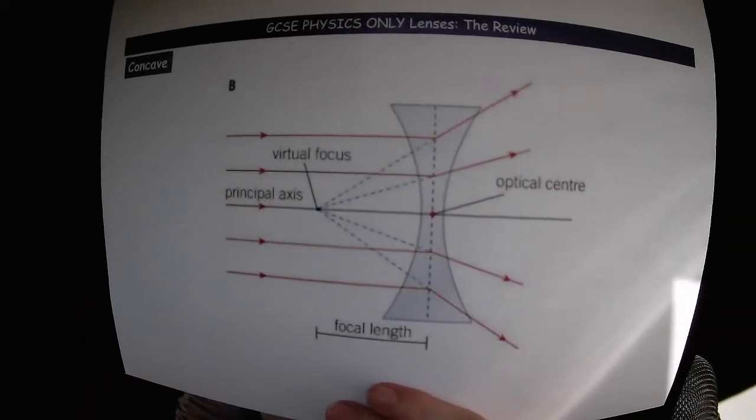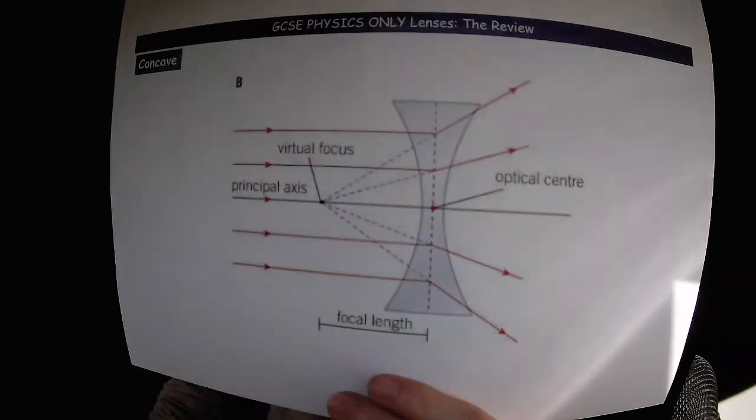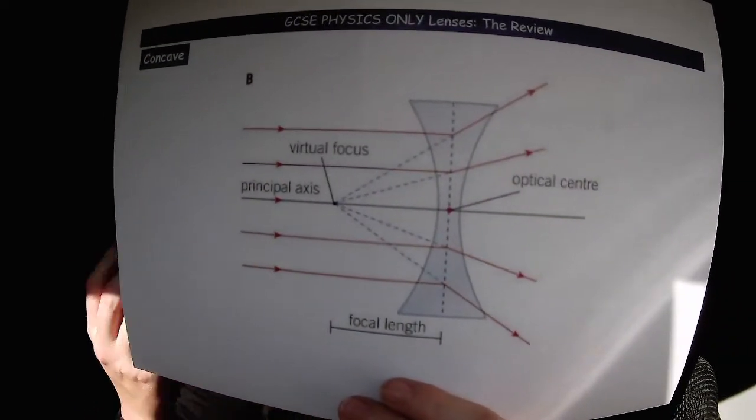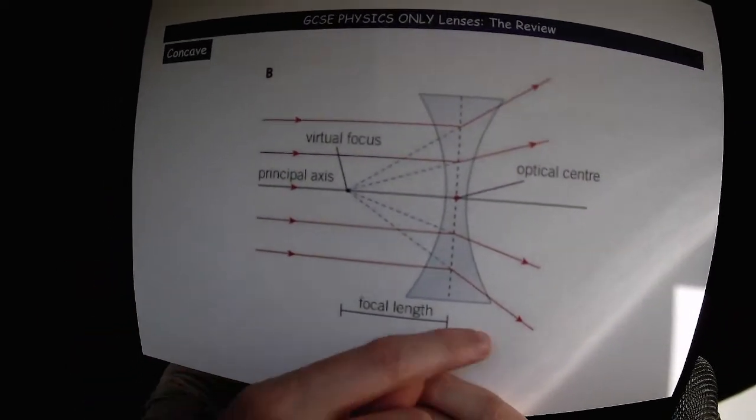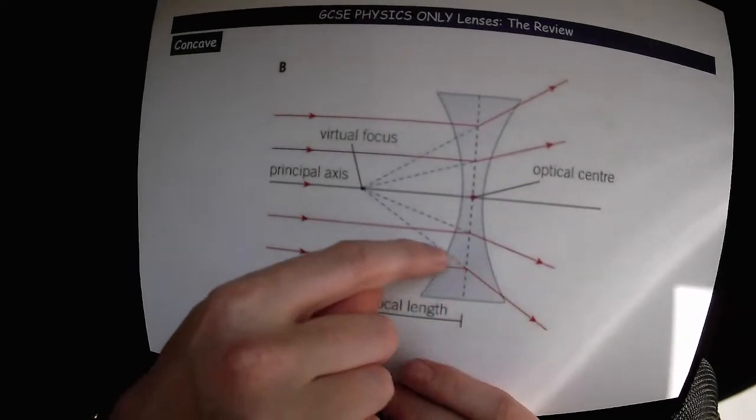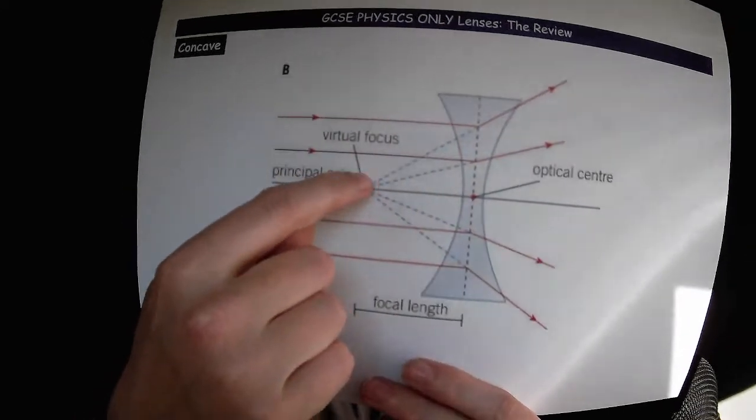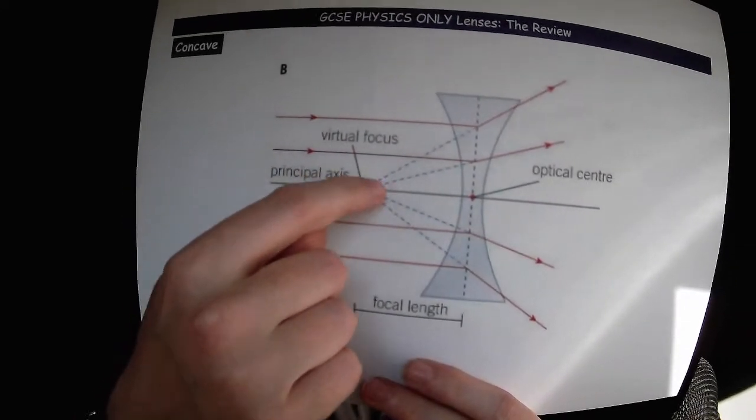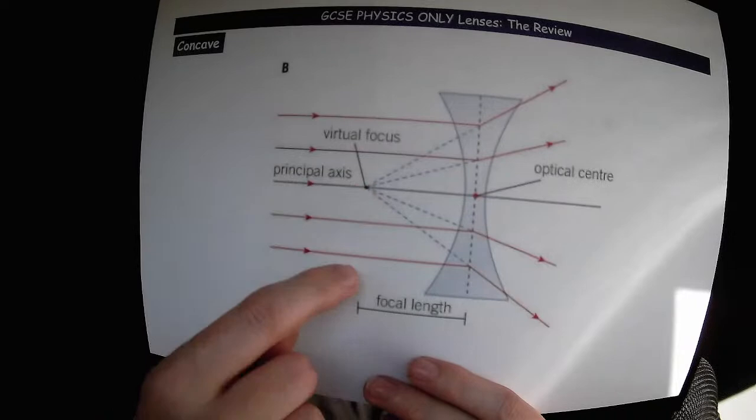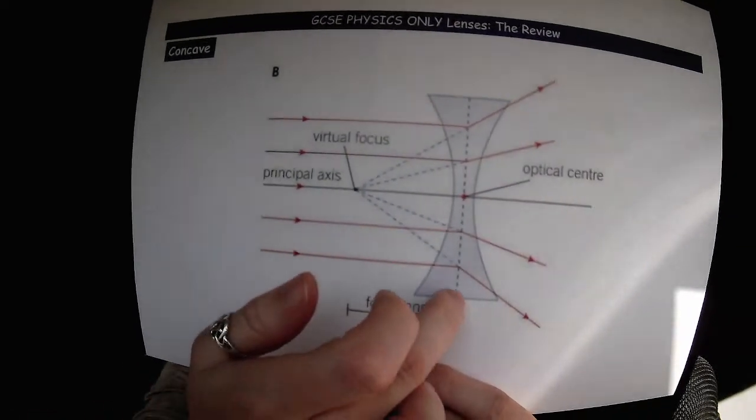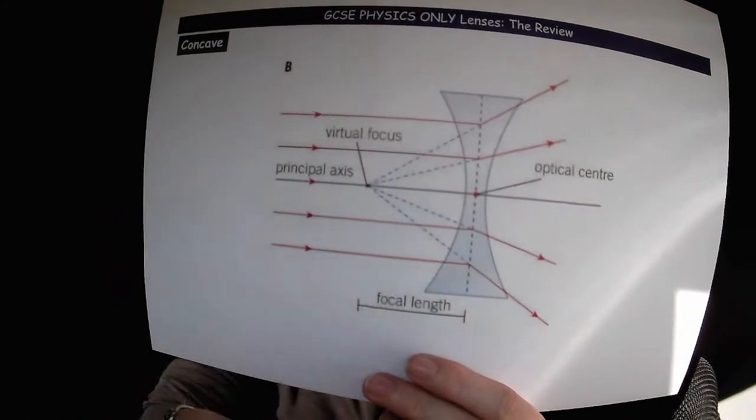Now, if you've got this diagram and they want you to show where the virtual focus is, all you've got to do is extend each of these lines back on themselves, and there will be a point where they all meet. That is our virtual focus. And the focal length in this case is from the centre of the lens to the virtual focus.